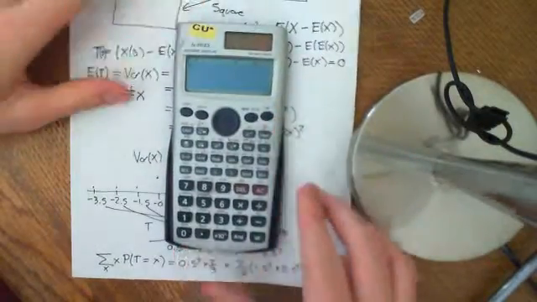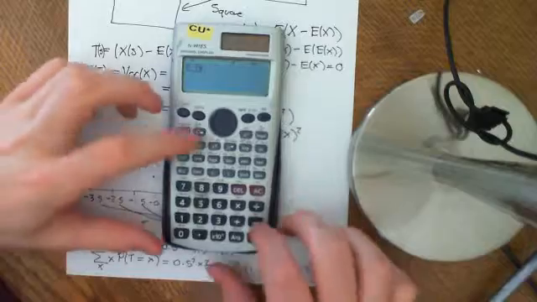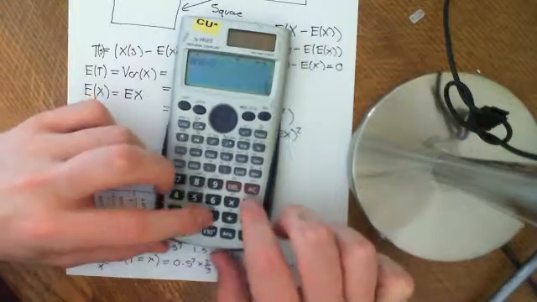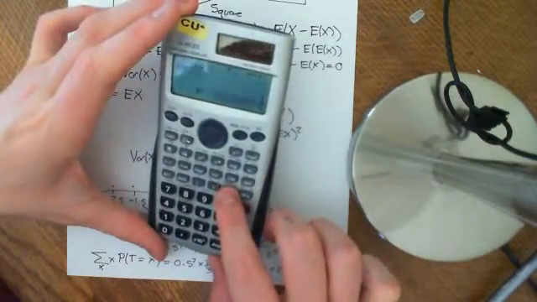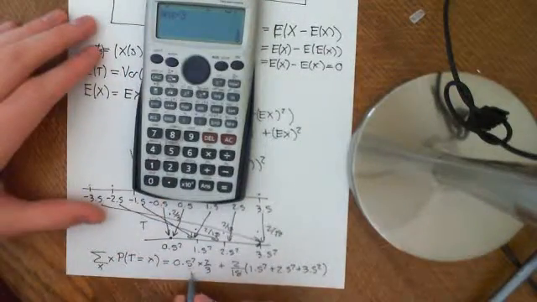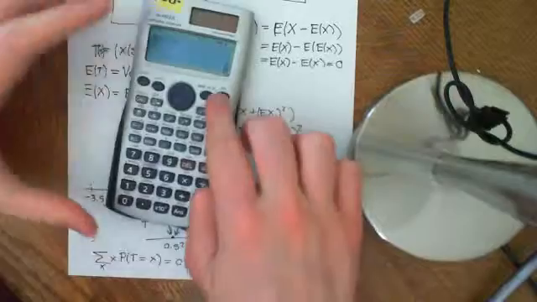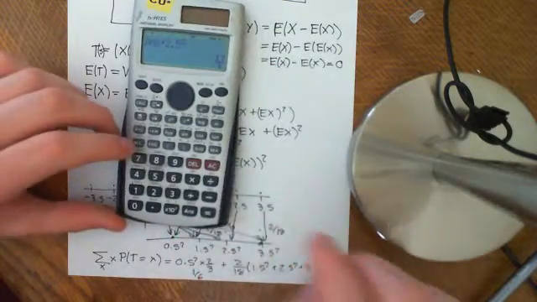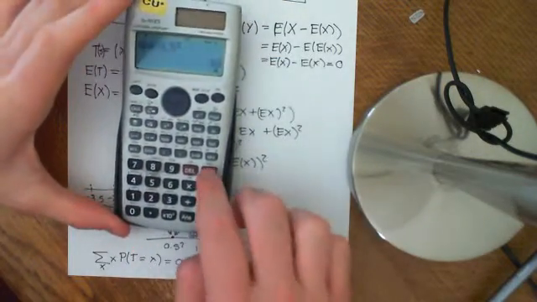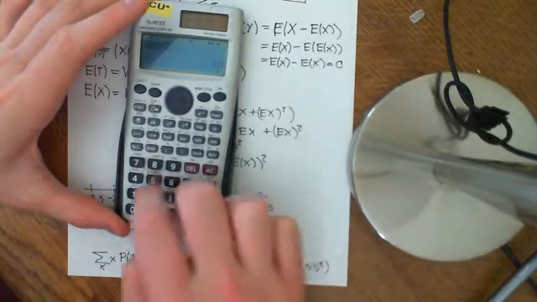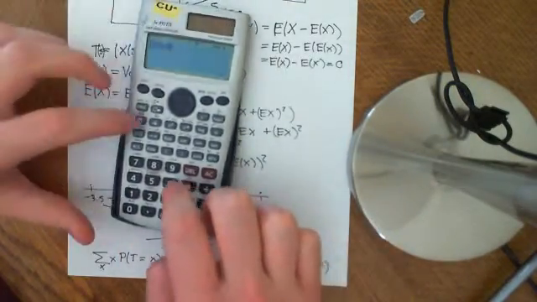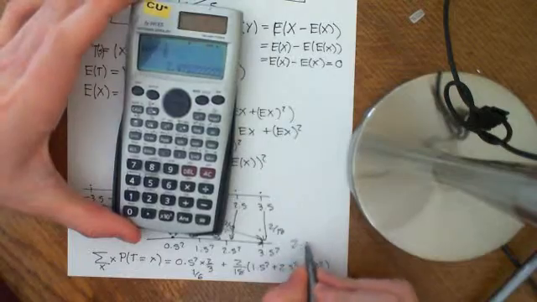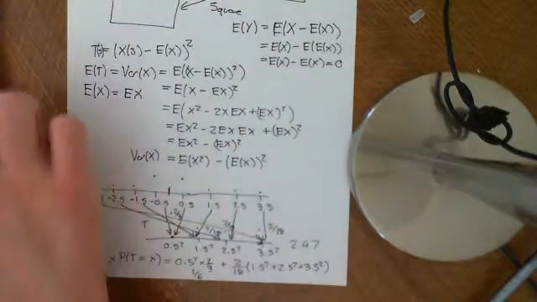Okay, here's the calculator. So 0.5 squared times 2 divided by 3. Okay, so that's going to give us 1/6 there. So this bit's going to give us 1/6. Now let's work out this bit over here. If we add up 1.5 squared plus 2.5 squared plus 3.5 squared, and then times that by 2 and divide it by 18, and then add 1/6 to that, we get that the expected value is approximately 2.47. So that is our variance.